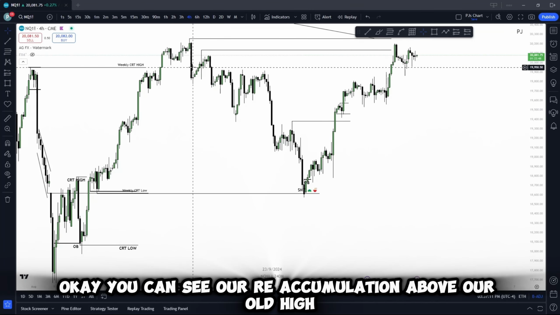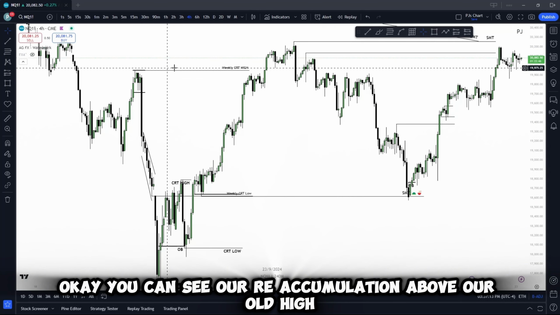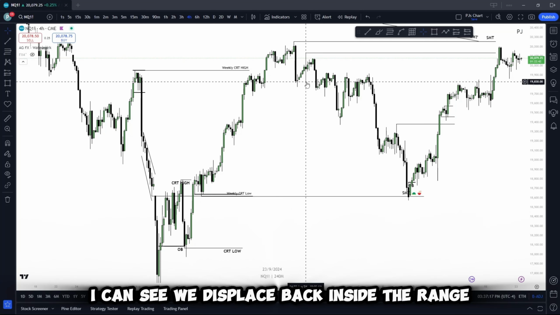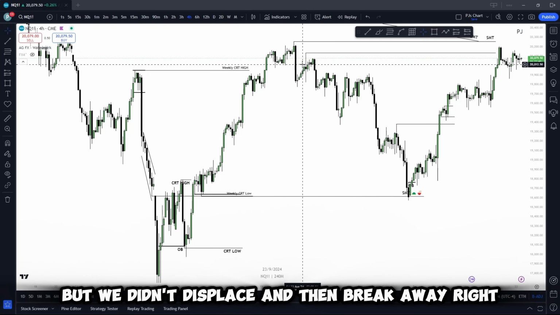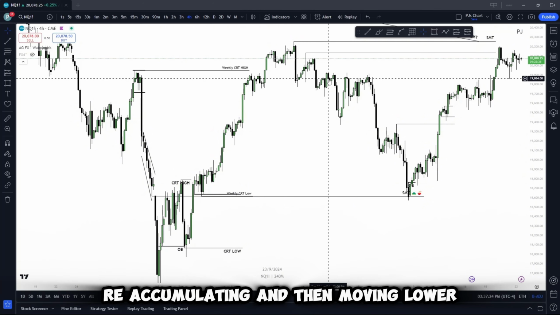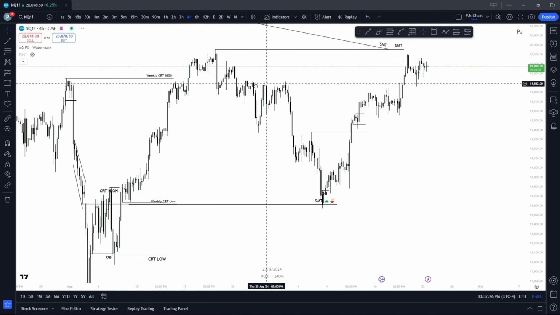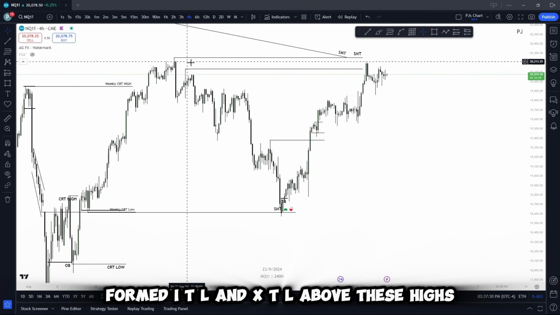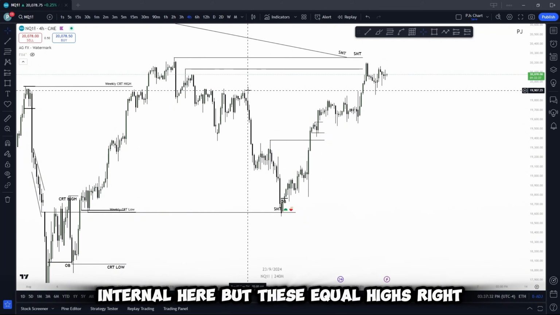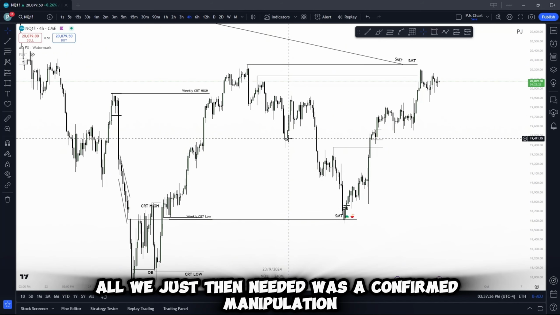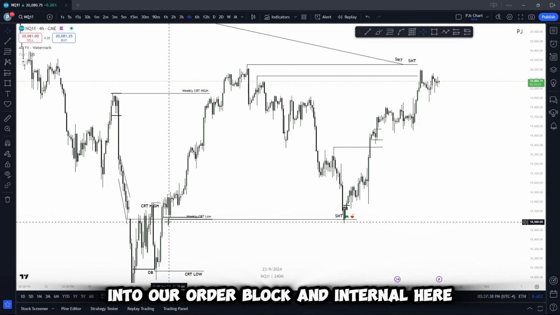Okay, you can see our reaccumulation above our old high. We break the high, reaccumulate. And obviously I can see we displaced back inside the range, but we didn't displace and then break away, right? We just kept forming balanced price actions, reaccumulating, and then moving lower. We then, because of that reaccumulation, formed ITL and XTL above these highs, internal here, above these equal highs, right? So all we just then needed was a confirmed manipulation into our order block and internal here.